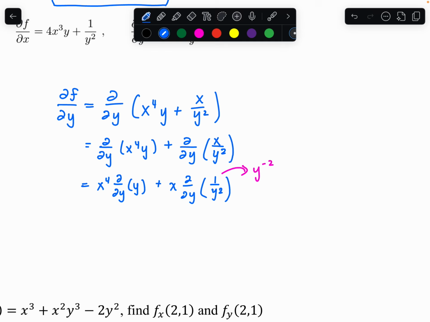Okay. So x to the 4th derivative with respect to y is just 1. Plus x times the derivative of essentially y to the negative 2nd, right? Bring the negative 2 down, subtract the power of 1, so negative 3. Last step, clean it up. x to the 4th. I'm going to switch this to a minus because we got the positive times the negative. I'm also going to rewrite it without the negative exponent. So I've got my negative 2 times x over y to the 3rd.